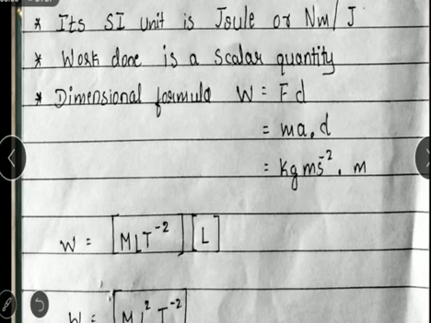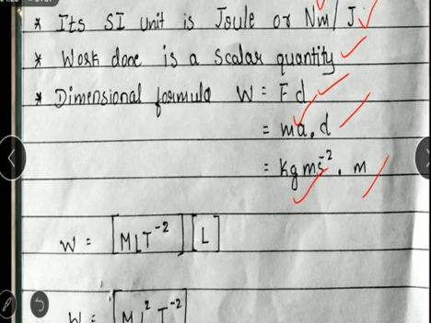So the SI unit of work done is joule, or we can also say newton meter, or simply express it as J, nothing but joule. Okay. Work done is a scalar quantity. So the dimensional formula of work done, from the definition, is F times D. F can be written as M A into D. So write the unit: M A means kg meter per second square, and D is in meters. Expressing in terms of the dimensional formula, finally we get M L square T raised to minus 2.